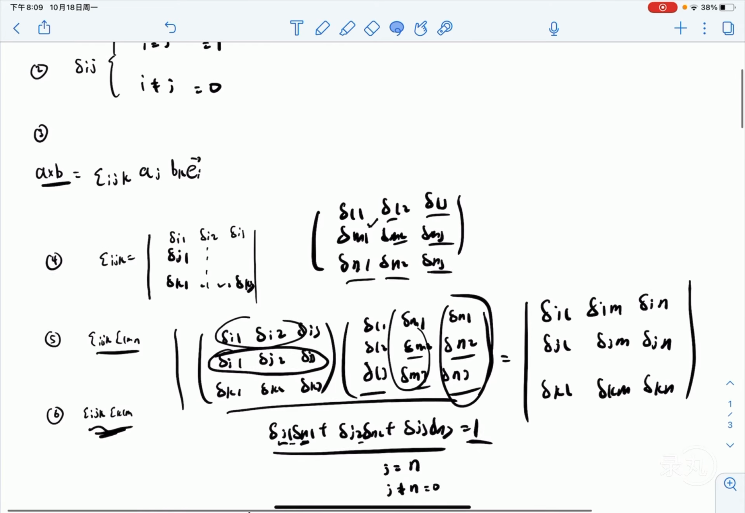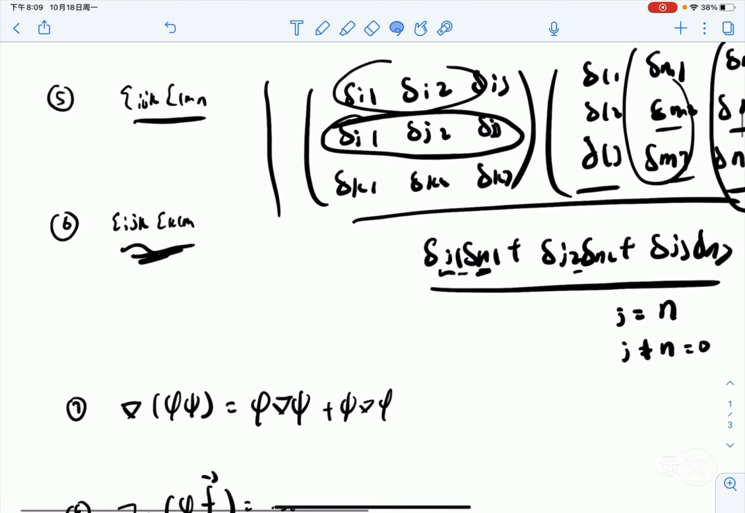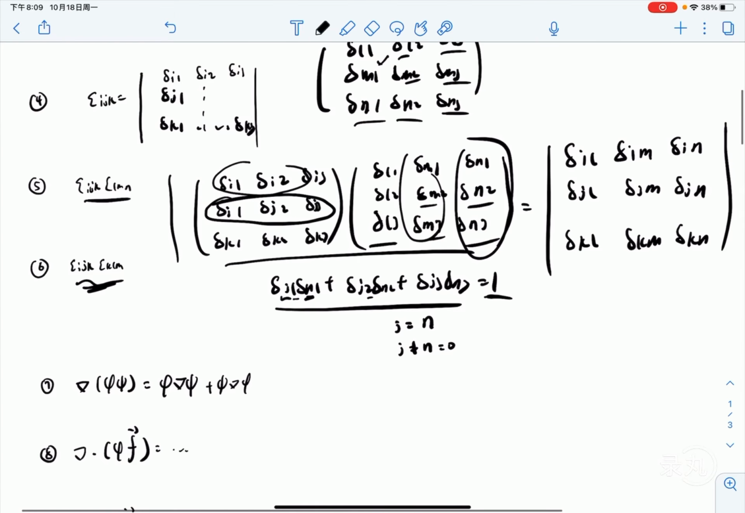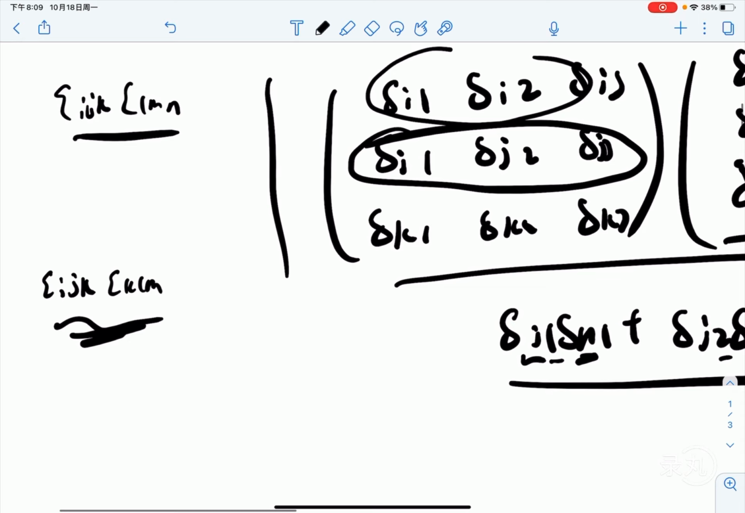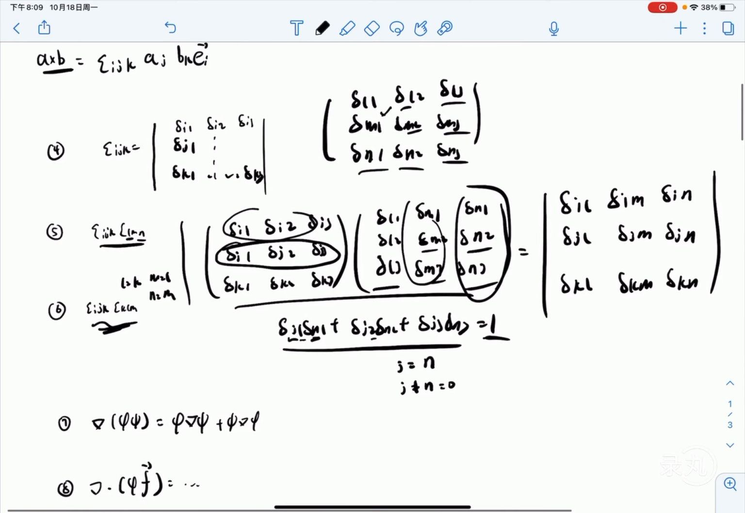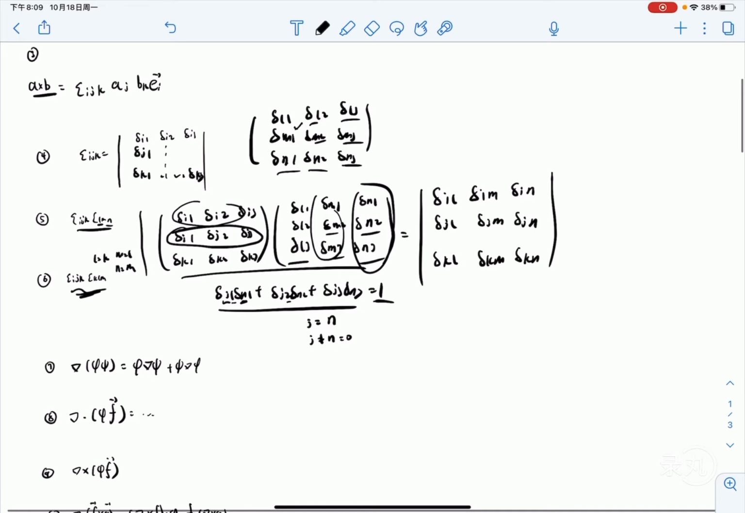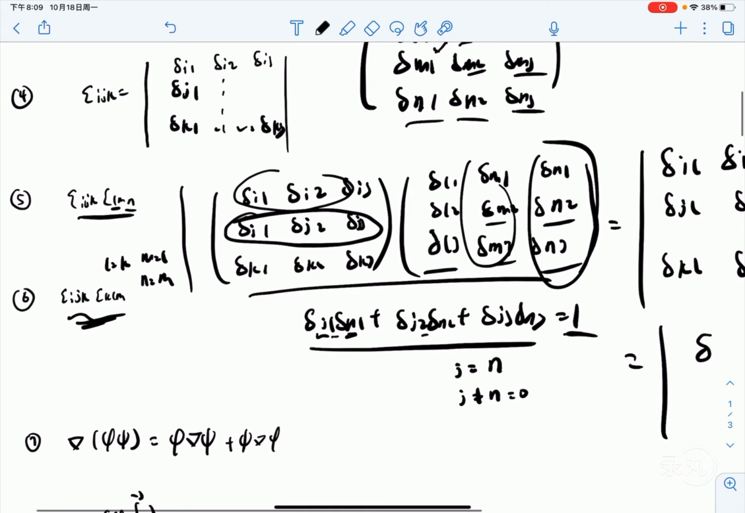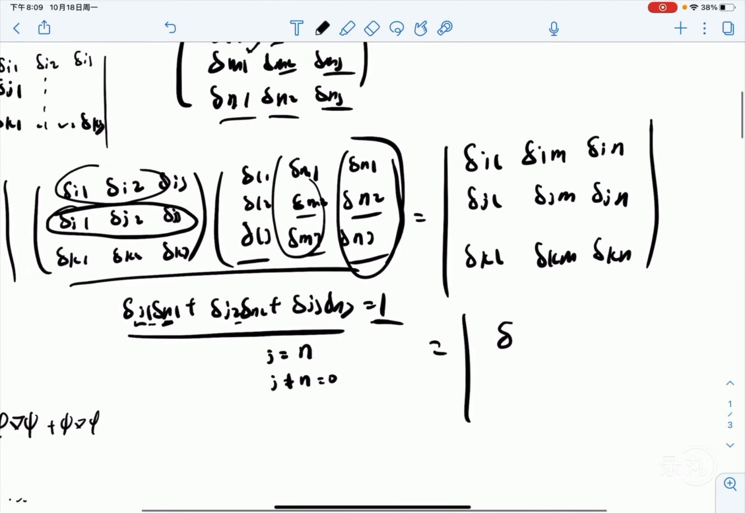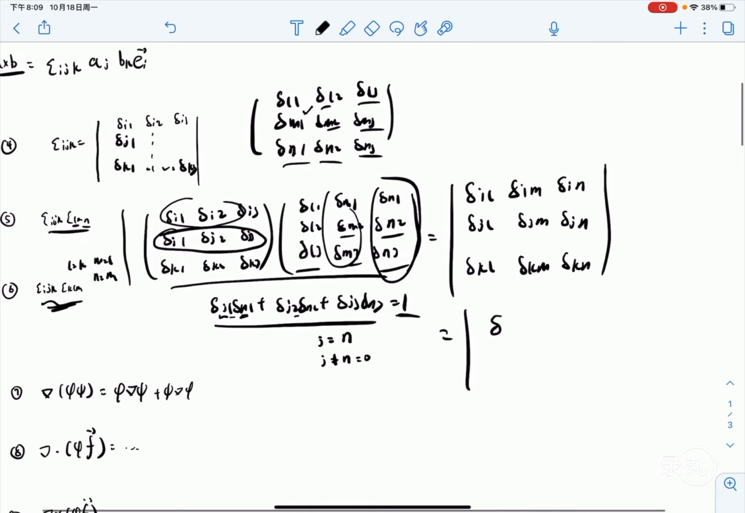I'm going to erase this. And now we're going to see, because this is kind of similar to LMN. So in this case, L is equal to K, and M is equal to L, and N is equal to M. So this form is equal to IJK. Let me move this to here.